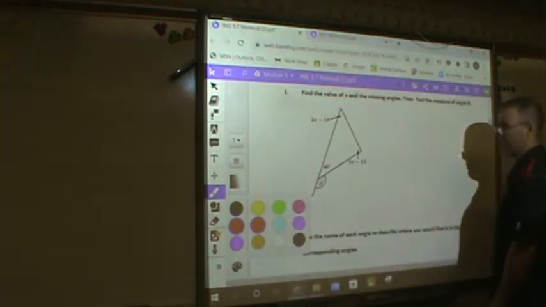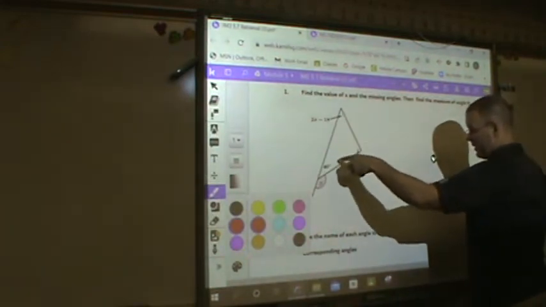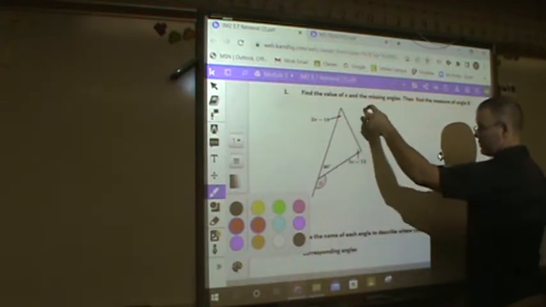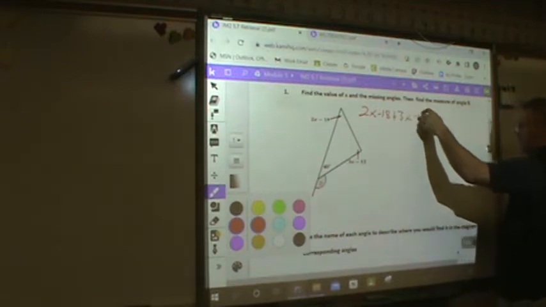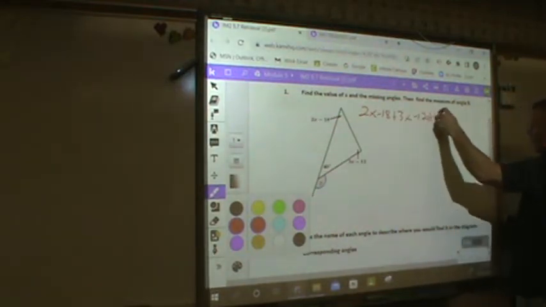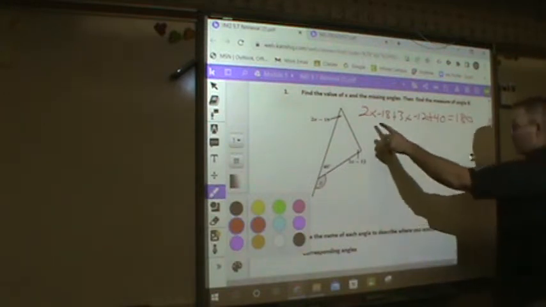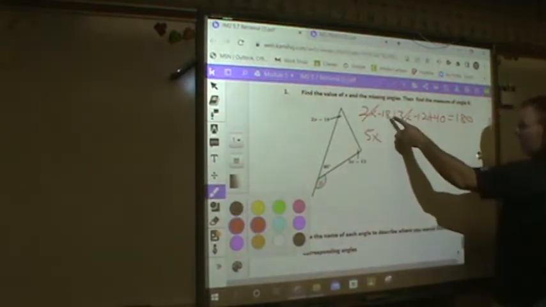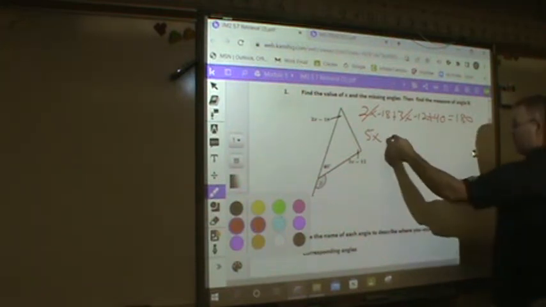All right, so it says find the value of x. How am I going to find the value of x? I'm going to find it by identifying that these expressions are angles. So 2x minus 18 plus 3x minus 12 plus 40 is equal to 180. There's my sum. I combine my like terms: 5x, I've used 5x and 3x, minus 18 minus 12 plus 40. What is that? That should be 10.